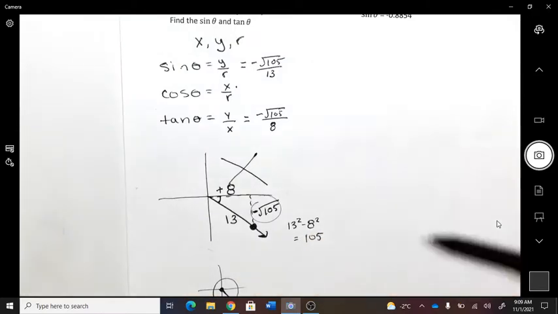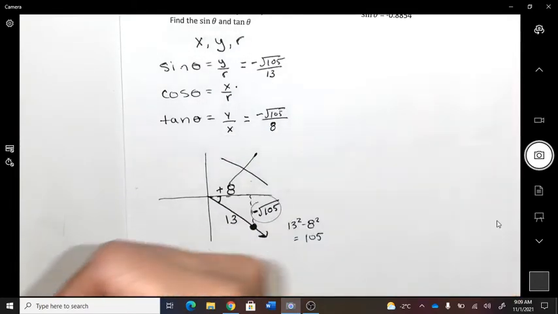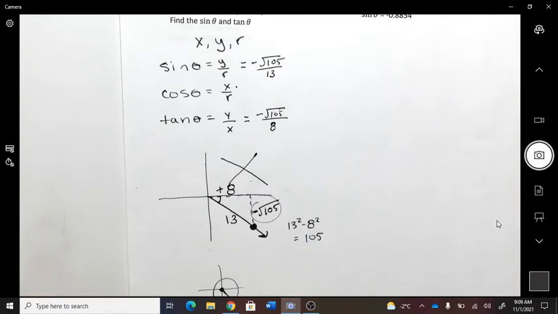Okay, so a lot of quadrant analyzing. You've got your Pythagorean theorem, and then following some formulas. But please make sure you're analyzing your positives and negatives properly.